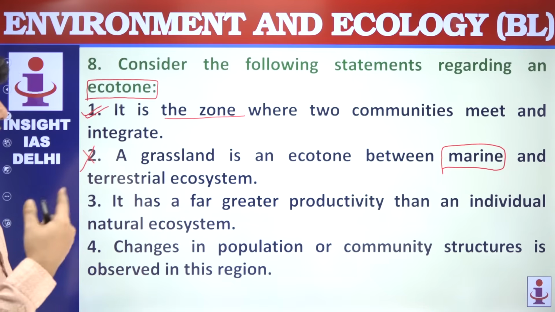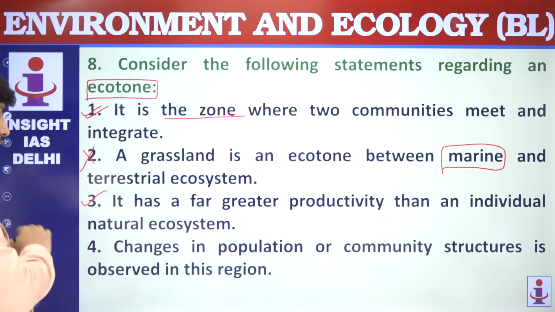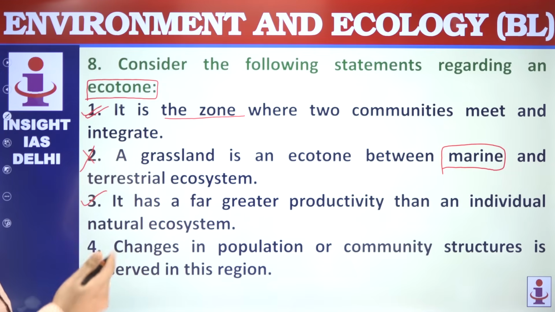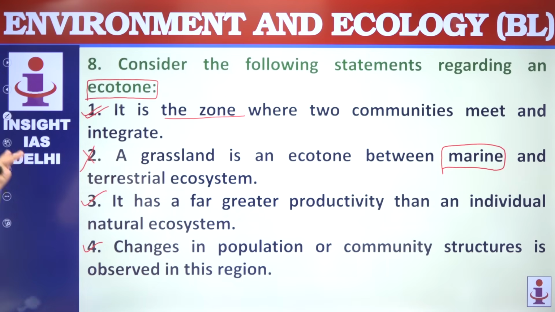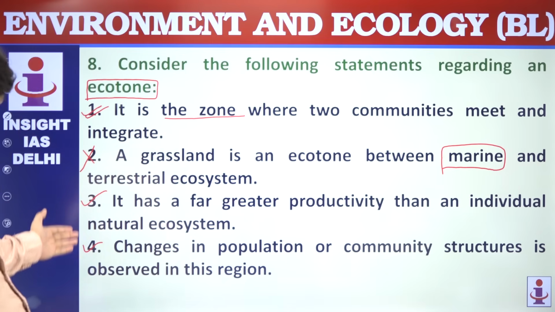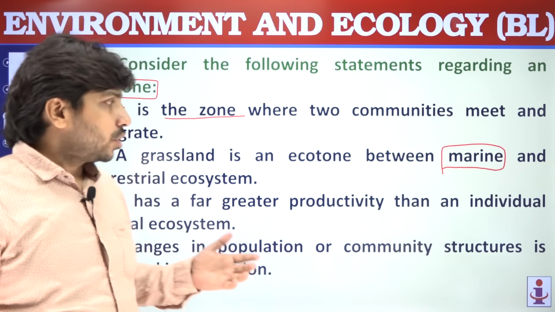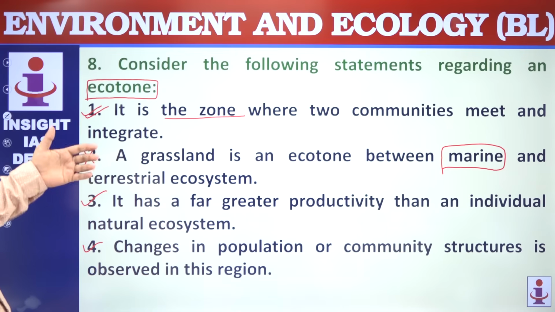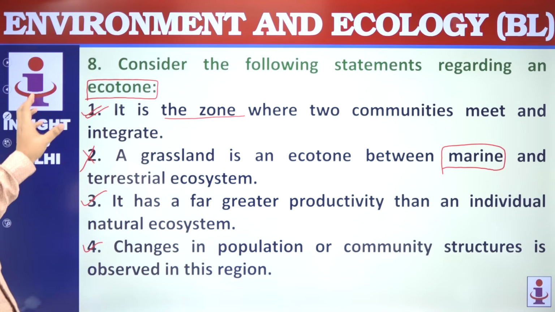It has far greater productivity than an individual natural ecosystem. Yes, correct. Ecotone has far more productivity. Changes in population or community structures are observed in this region. Yes. So in this question you will find that the first statement is giving the definition of ecotone, and the third and fourth statements are giving the features and characteristics of ecotones. So this can also serve as sample notes for you if you are studying about ecotone.